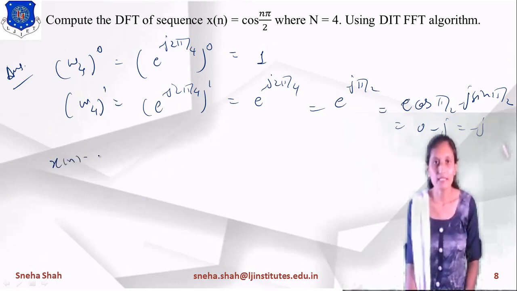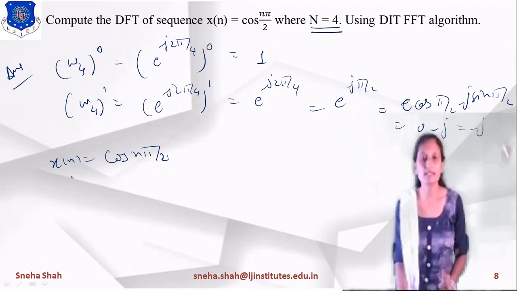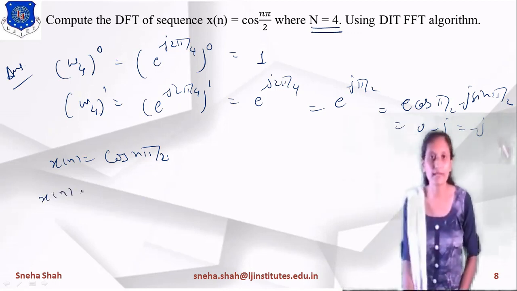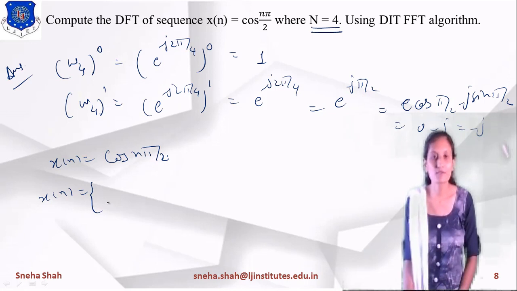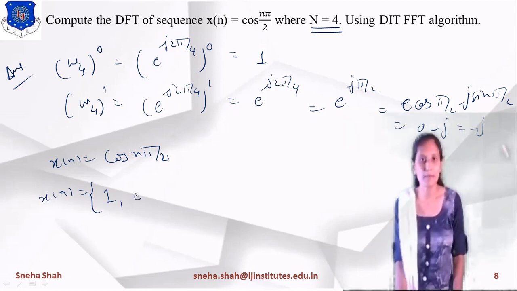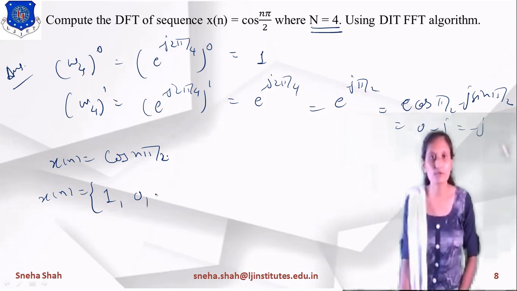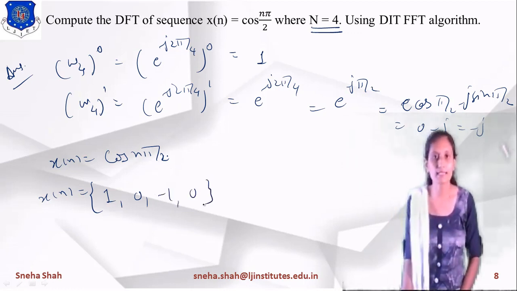Now if I am finding the value of x of n, what is the value of x of n? x of n equals cos n pi by 2, right? Now in this we have to take N equals 4, which means we have to take 4 samples. Starting with n equals 0, cos 0 means 1. If I take n equals 1, then cos pi by 2 means 0. If I take n equals 2, then cos of 2 pi by 2, the 2 cancels, cos pi means minus 1, and the last term is 0.